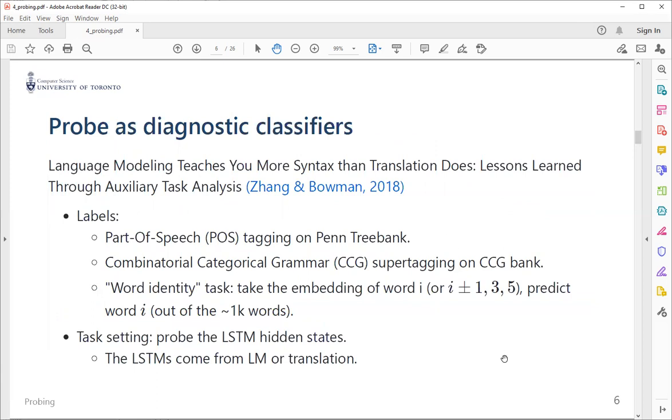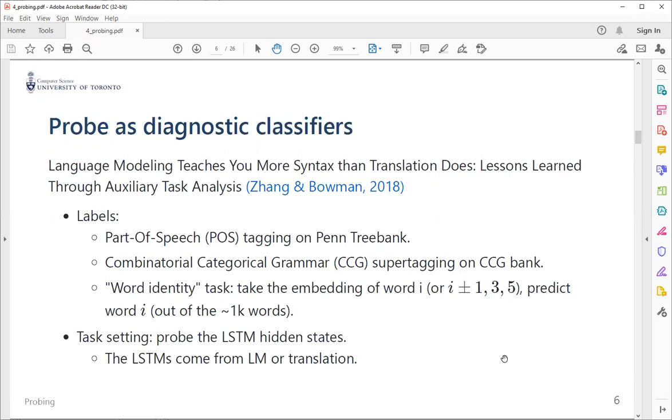And later, other people have used probes as diagnostic classifiers. In this paper, they probe additional tasks and want to know whether translation or language modeling produces embeddings or representations that contain more syntax. So in order to figure out the syntactic knowledge from the embeddings, they probe part of speech and CCG supertagging on the Penn Treebank and CCGbank correspondingly.